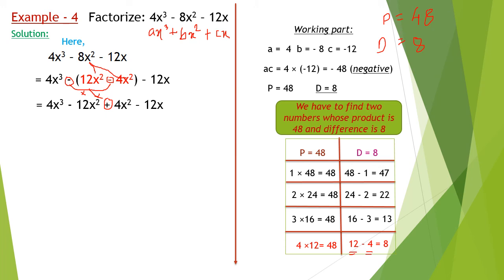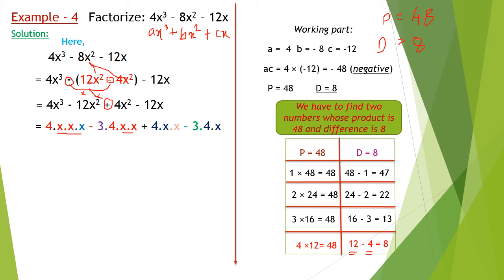Now we have 4 terms. If we have 4 terms, then we have to take common from the first 2 terms and the last 2 terms. And let's factorize 4. There are 3x, so it is written 3 times. There are 2x, so it is written 2 times. There are 3x, so it is written 3 times.